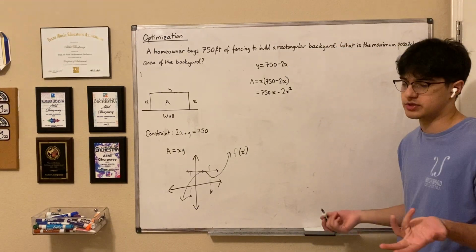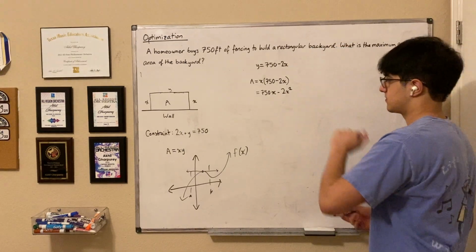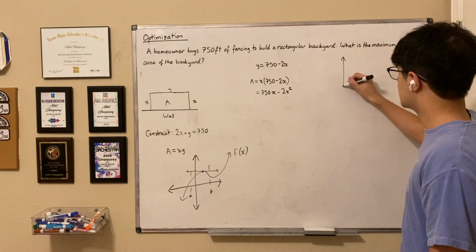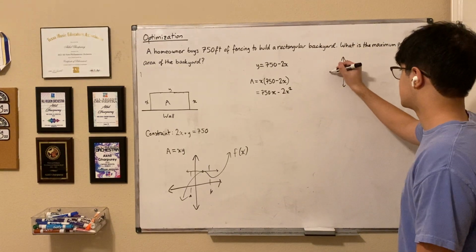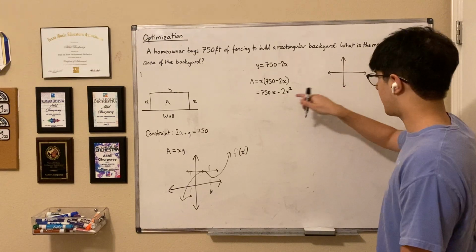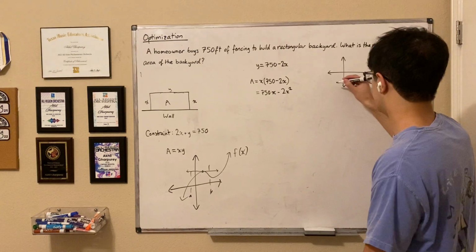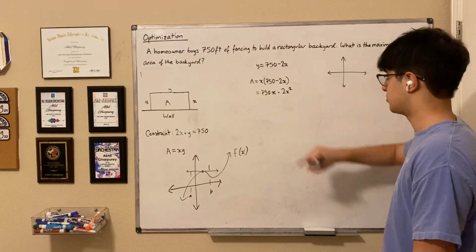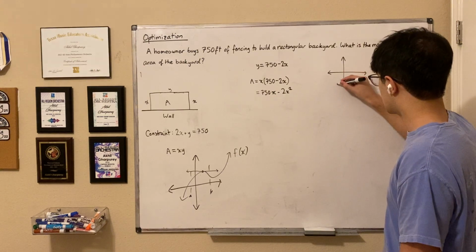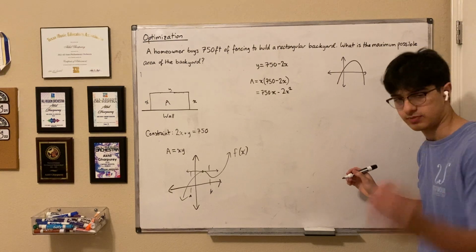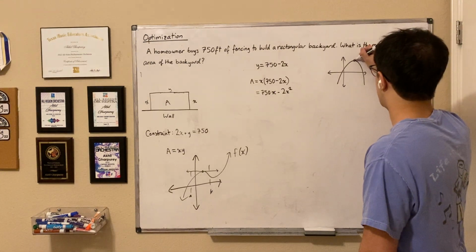Well, in this case, we know it's going to be a maximum, right? Because, here, I'll go ahead and show you first of all why it's a maximum. So this function, 750x minus 2x squared, is actually a downward facing parabola. You can tell because this has a negative coefficient multiplied to x squared. So the graph of this function is going to look something like this. Obviously this is probably completely wrong, but that doesn't matter.